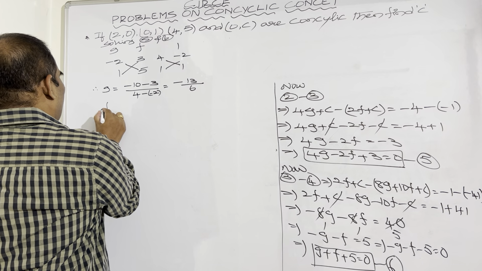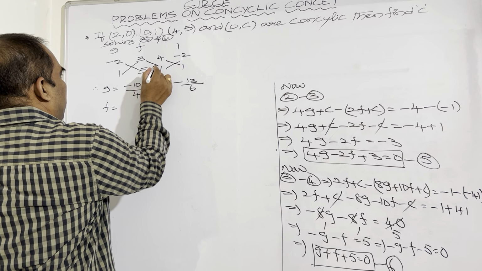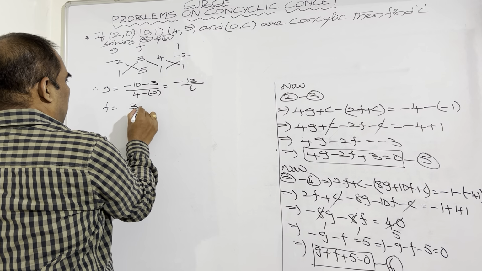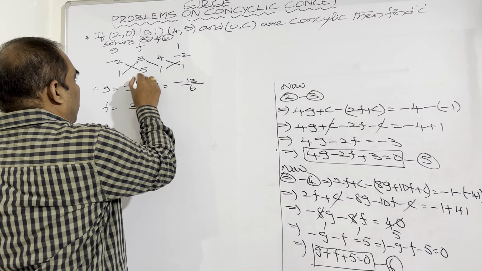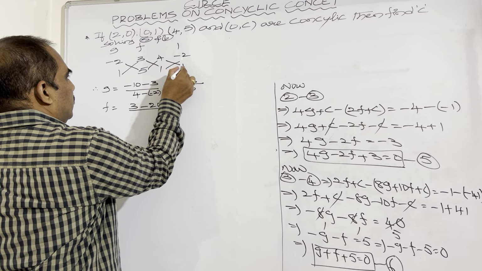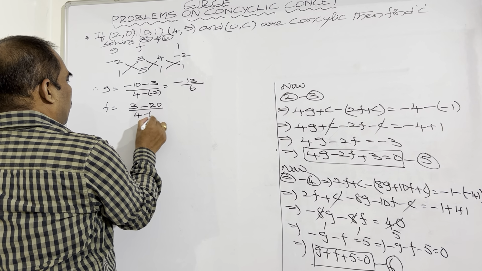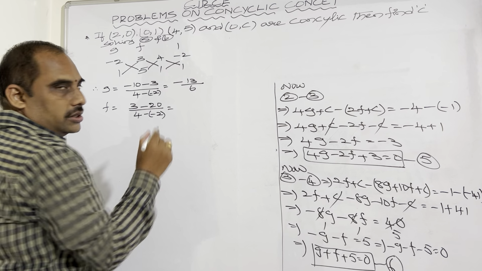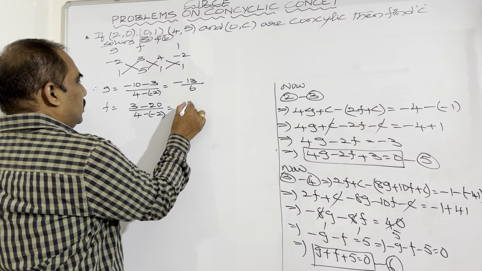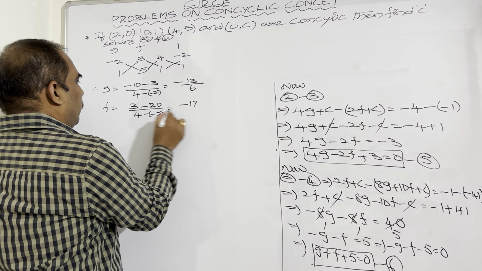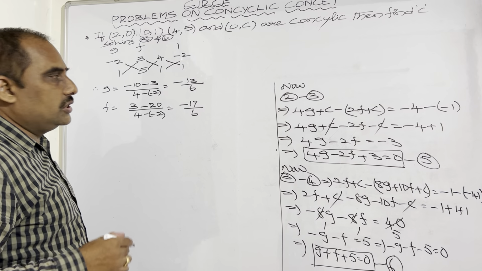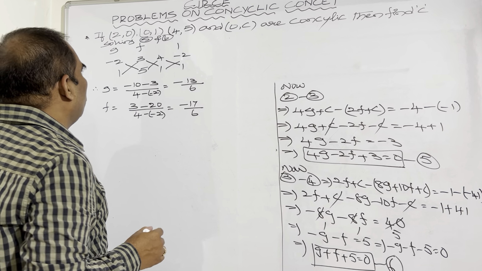Again, to get the f value, multiplying these two, 3 into 1, 3, and immediately put minus. So 5 into 4, that is 20, by again 4 minus of minus 2. We get the same value in the denominator. This is minus 3 minus 20, which is minus 17, by 4 plus 2, this is 6. So now we get the g and f values. Now what do we have to do here?